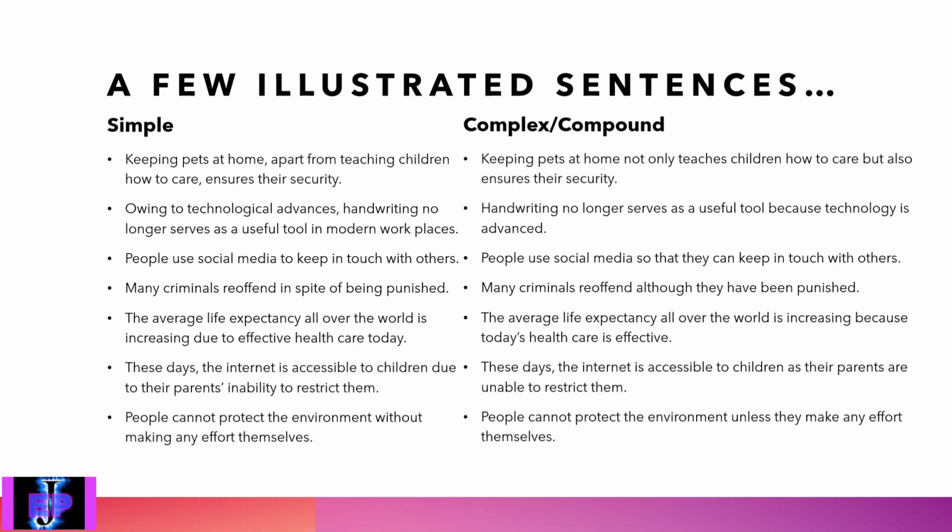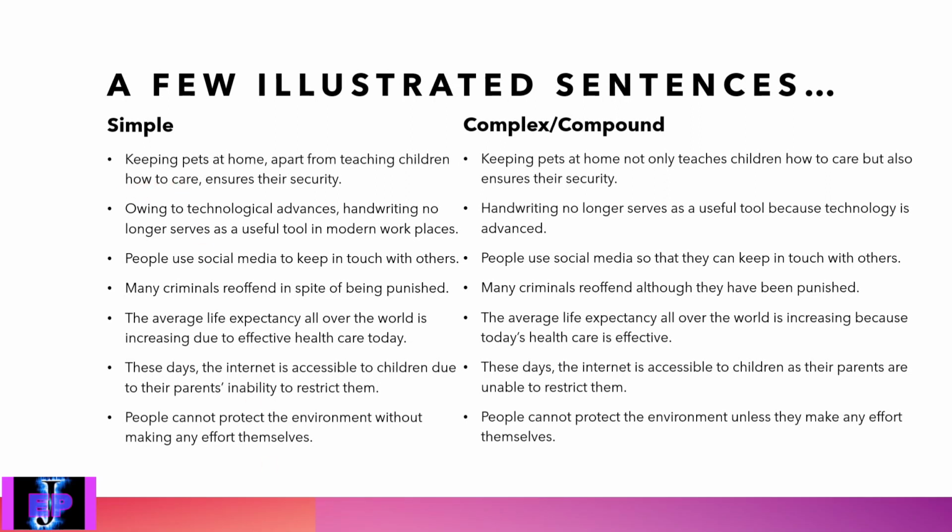Let's look here. Keeping pets at home, apart from teaching children how to care, ensures their security. This is the first sentence. You can see keeping pets at home. You're talking about keeping pets at home. Then what is this, apart from teaching children how to care? This is just a phrase.